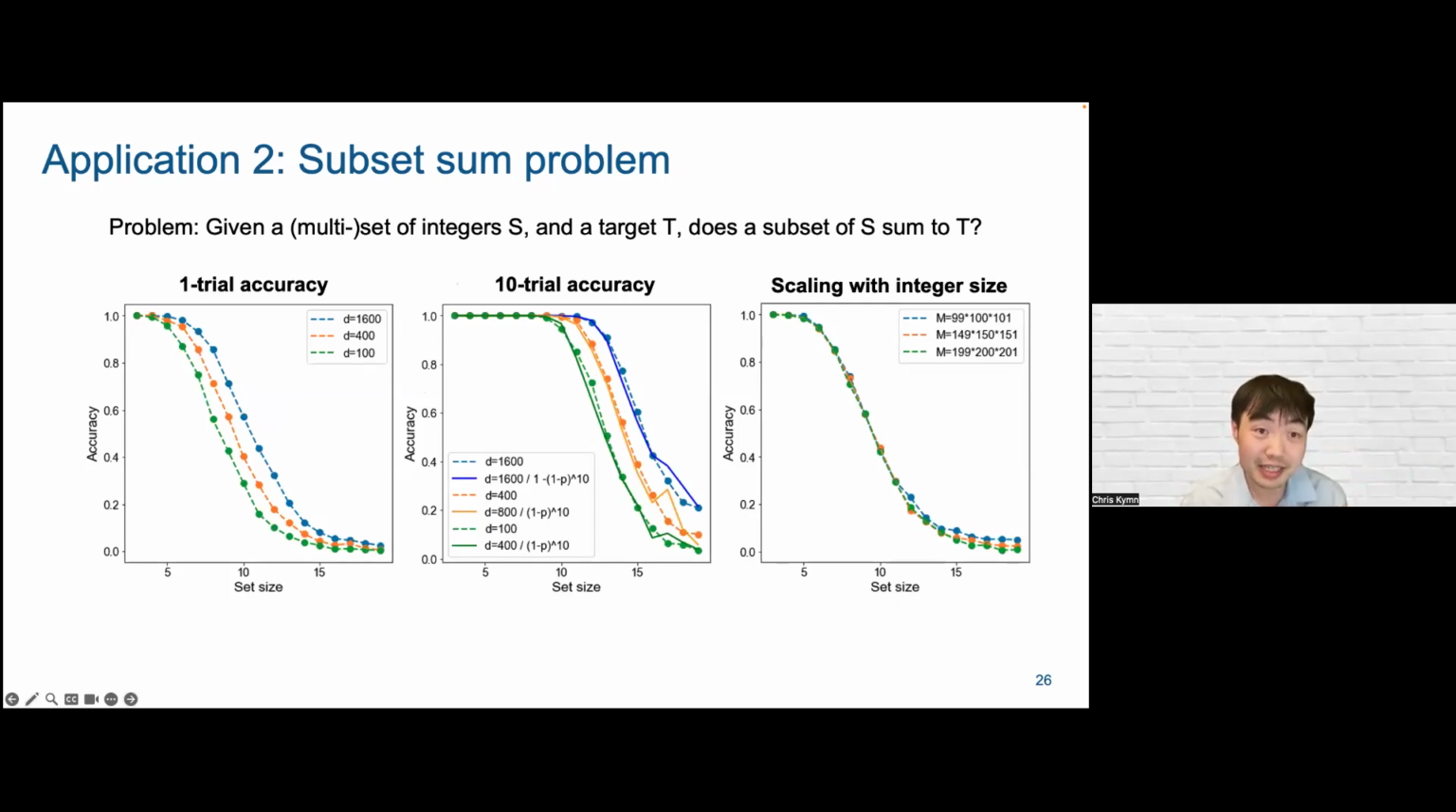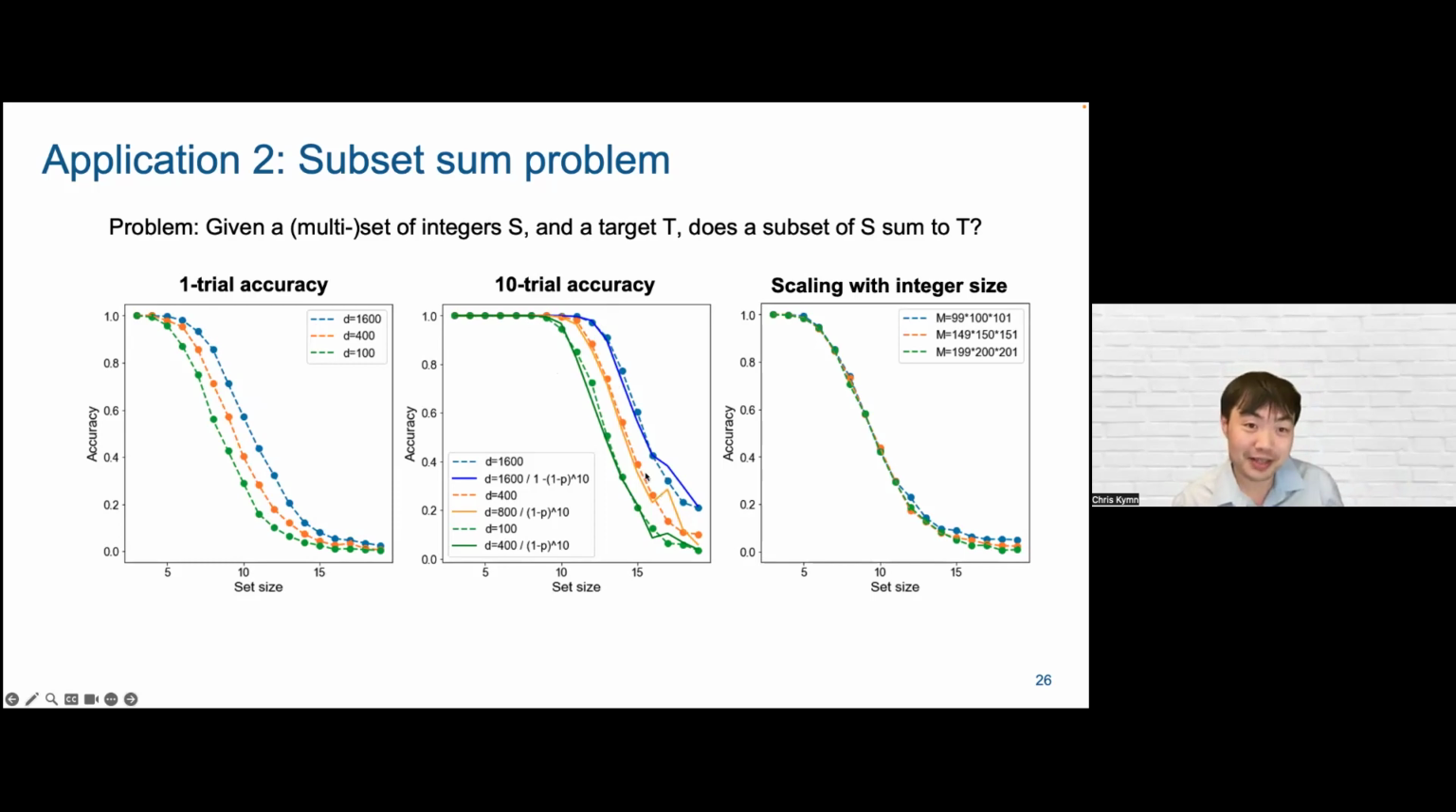The intriguing thing is that the 10 trial accuracy curves match what we would expect from the 1 trial accuracy curves if the 1 trial accuracy were independent across different iterations. So what this means is that one way of increasing the accuracy for larger set sizes is to increase the dimension, and that's going to shift our curves rightward, which is good. But an alternative way of doing that is simply to run more trials, so increasing the amount of compute. And that's also a sufficient way to increase the probability of returning an accurate solution.